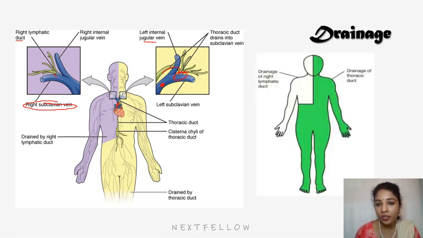So the whole green shaded area is the area which is drained by the thoracic duct, and white shaded area is drained by the right lymphatic duct. So almost the whole body, that is both right and left limbs, abdomen till the level of diaphragm, and the left side of the thorax, left upper limb, left neck, left side of the head and neck region. So all these are drained into the thoracic duct.